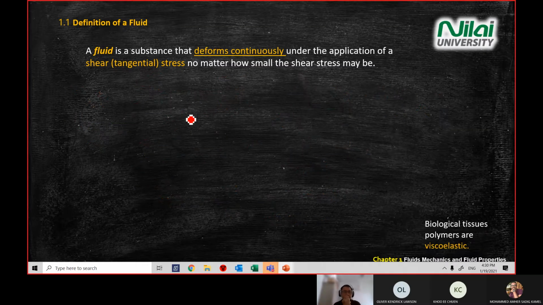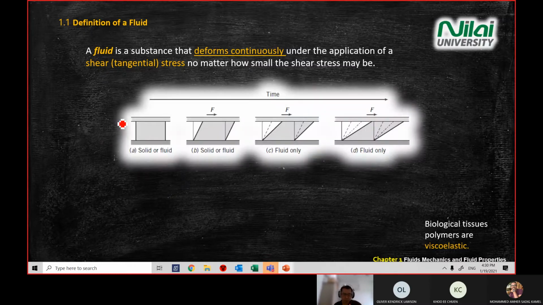So when we talk about shear stress, there's a first diagram in your tutorial question, the same as what you see on the screen now. When we talk about shear stress, the force goes parallel to the area of the fluid.